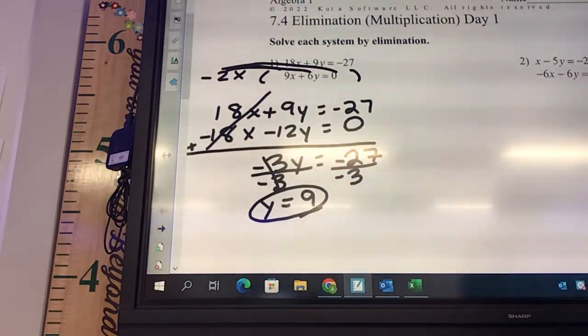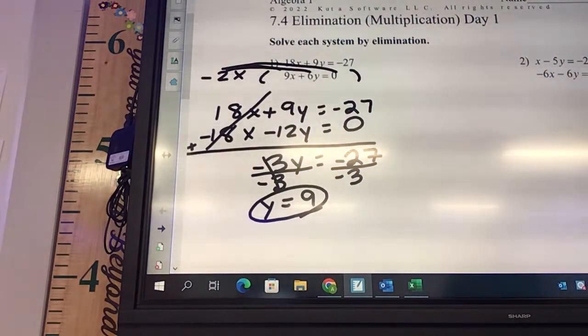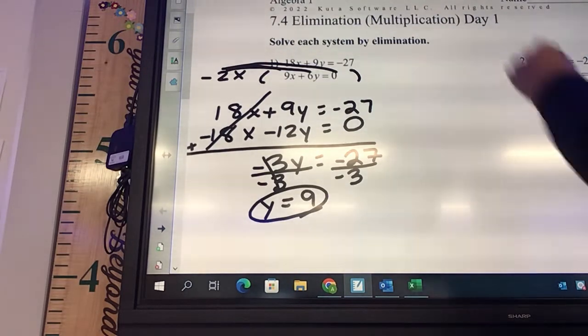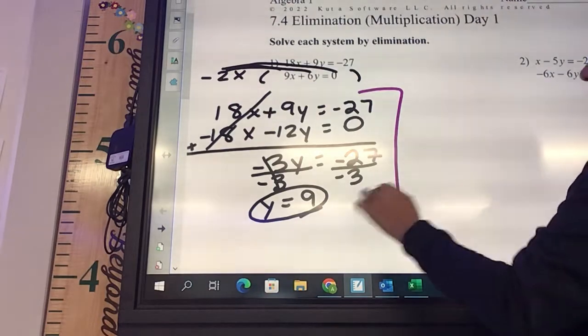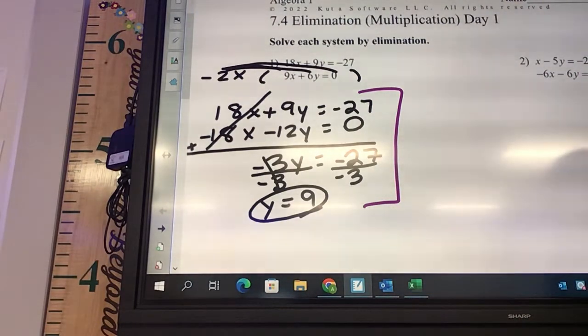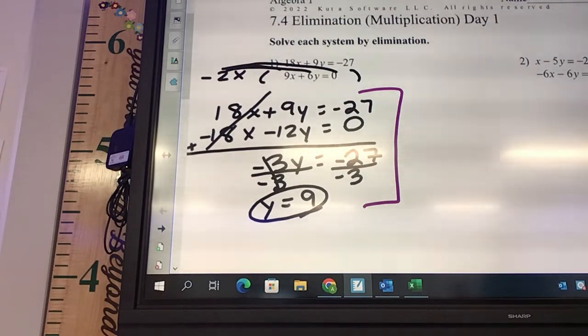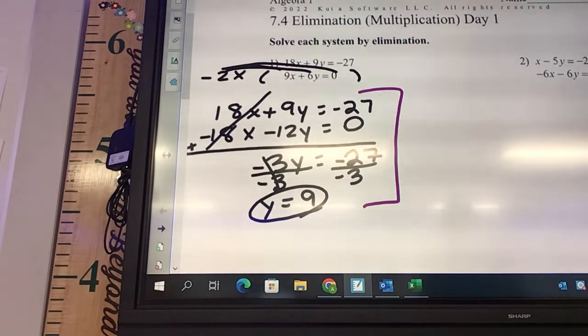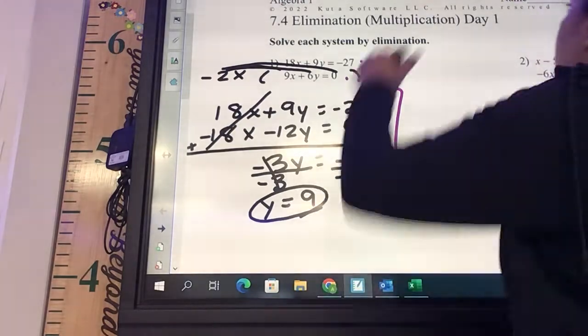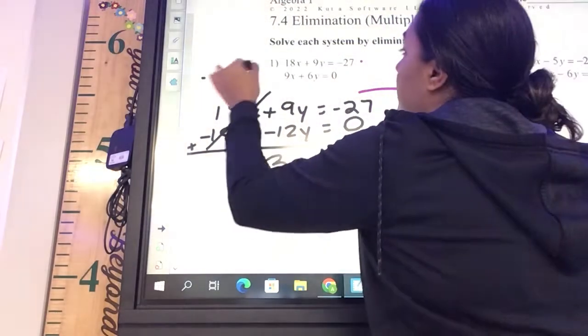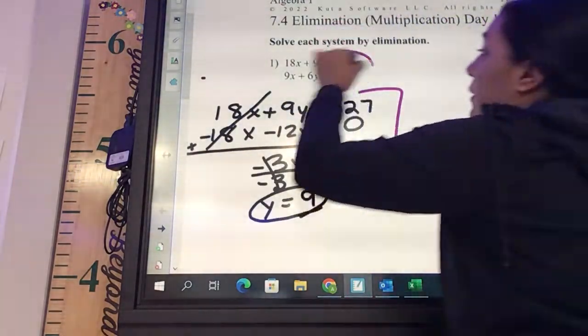Now, here's the only other difference you're going to see from what you did before. All of this is just like what we did before. You add the two equations together and solve for whatever variable. Now, when you plug it back in, you have to plug it into one of the original equations. Not one of these, it needs to be one of these original equations.